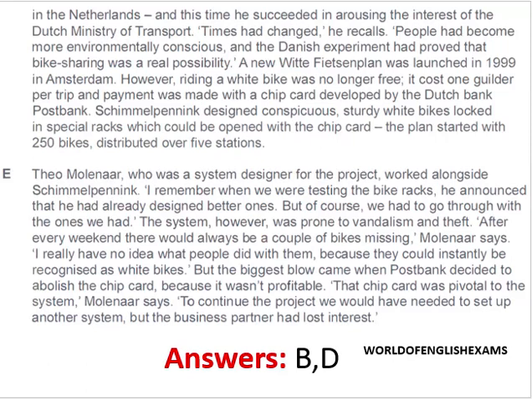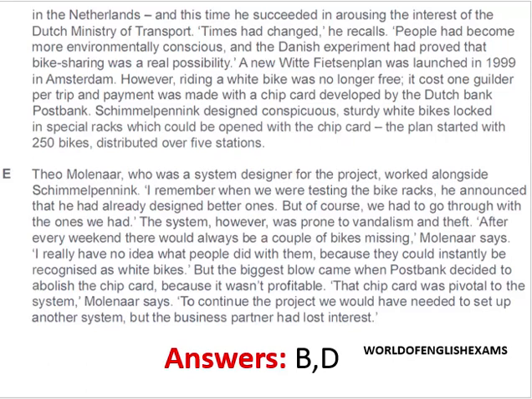A new Witte Fietsenplan was launched in 1999 in Amsterdam. However, riding a white bike was no longer free. It cost 1 guilder per trip, and payment was made with a chip card developed by the Dutch bank Postbank. Okay, so Schimmelpenninck designed conspicuous, sturdy white bikes locked in special racks which could be opened with the chip card, and the plan started with 250 bikes distributed over 5 stations.